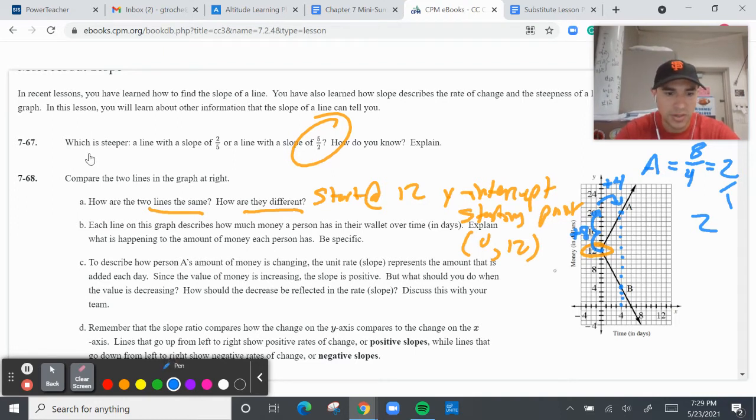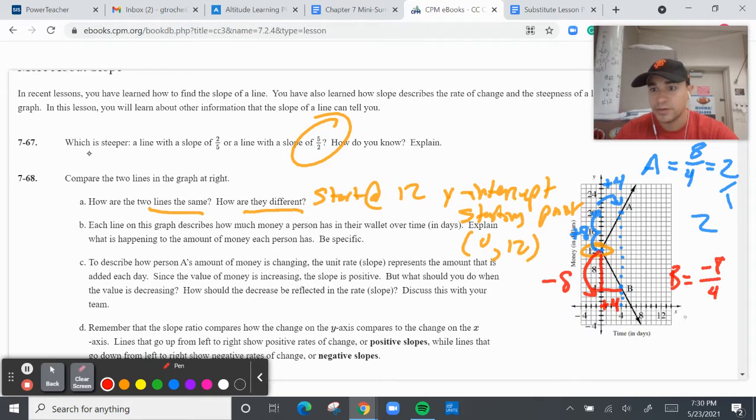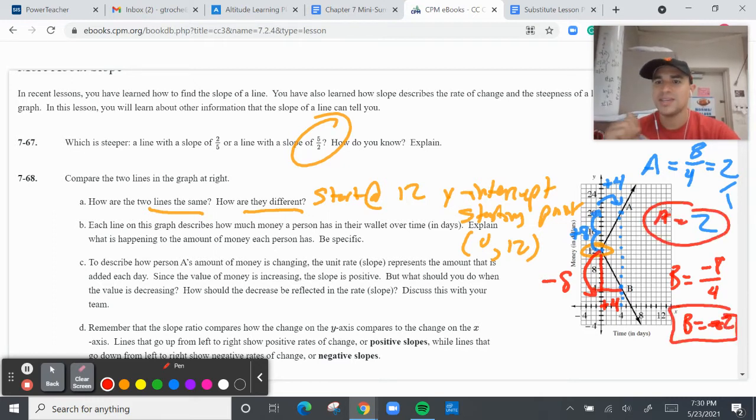And that's going to be the same thing. So, and I'm going to use red. And the reason why I'm using red is because I'm going to go down. Minus, I'm going downward. If I do a slope triangle like that, I'm going down 8. And I'm still going +4 to the right. So for line B, that's going to be -8 divided by 4, which is -2. All right, so A equals 2, B is -2.